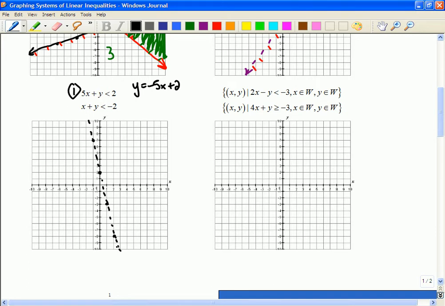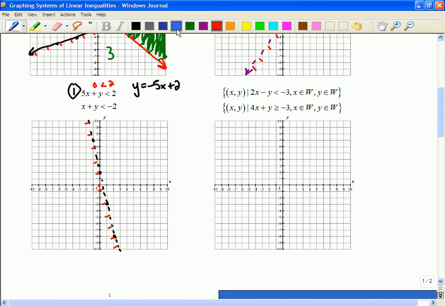So there's the first one, and I'll choose 0, 0. So is 0 less than 2? Oh, yes. Yeah, 0 is less than 2. That's okay. It's still early. So this is the side of that line that I go on.